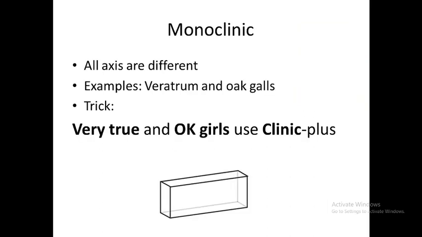Next, the monoclinic shape calcium oxalate crystals. The shape of the crystal is monoclinic, meaning all the axes of the crystals are different. So there are two different plants where these monoclinic shape calcium oxalate crystals are found. First is veratrum and second is oak galls. So how will you remember? Just remember using a simple trick, that is: very true and OK girls use clinic plus. So very true indicates the veratrum plant, OK girls indicates the oak galls, and in clinic plus, the word clinic indicates the monoclinic shape calcium oxalate crystals.